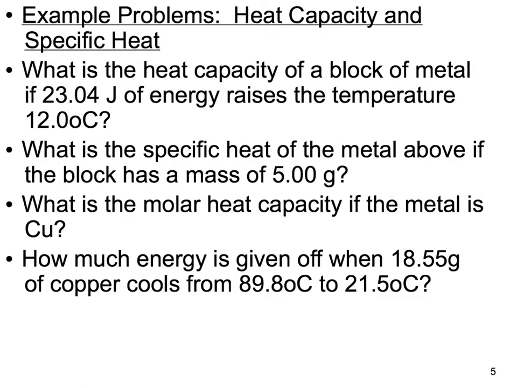So let's take a look at this problem. It's actually several problems put together. The first problem, they want you to find the heat capacity of a block of metal. They don't tell you what metal, but you know it's 23.04 joules of energy, and the temperature is being raised 12 degrees C. The second part asks again about that same metal. They want to know the specific heat if the block has a mass of 5.00 grams. The third one asks for the molar heat capacity if the metal is copper. And the fourth one says how much energy is given off when 18.55 grams of copper cools from 89.8 degrees C to 21.5 degrees C. Take a look at the next few slides that will help you work through these problems.